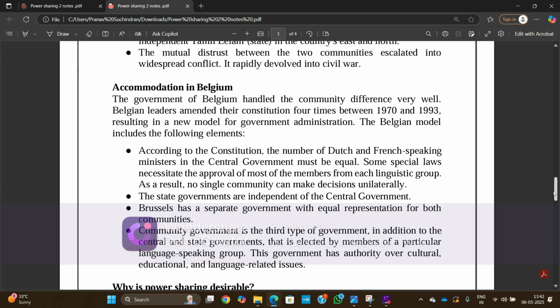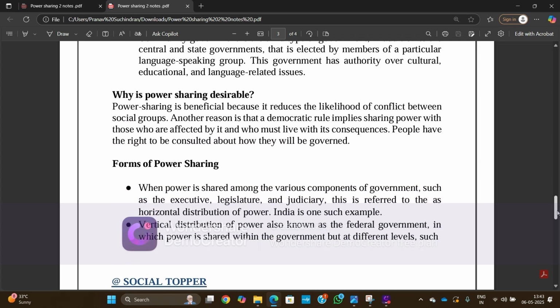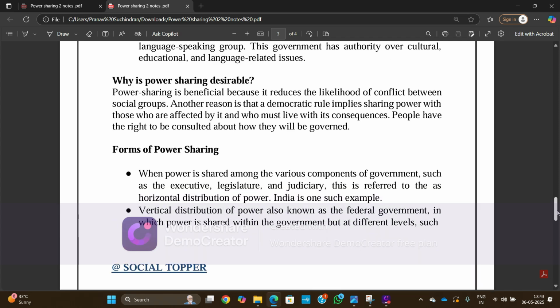Now, let us see why power sharing is desirable. The reasons why power sharing is desirable can be classified into two types: the prudential reasons and the moral reasons. The prudential reasons emphasize how power sharing will bring out better outcomes, whereas the moral reasons emphasize how power sharing is valuable. First, let us look at the prudential reasons.